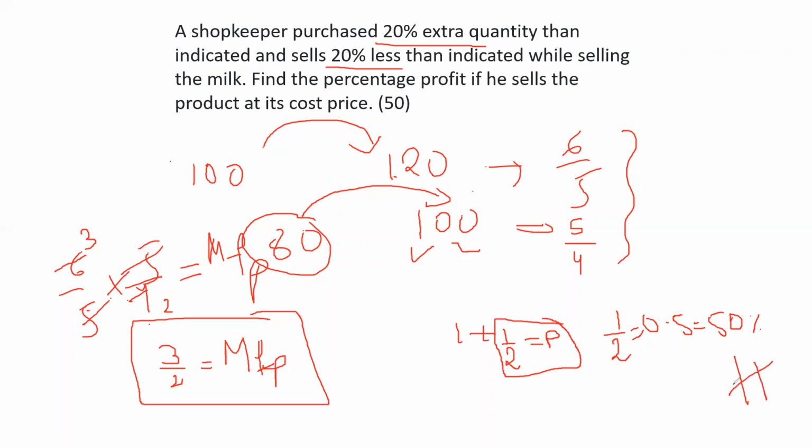So the question was, find the percentage profit. What was the percentage profit? 50%. So 50% is your answer. Done. Question 1 done. Hope it was easy. I mean, after my explaining, it turned easy.